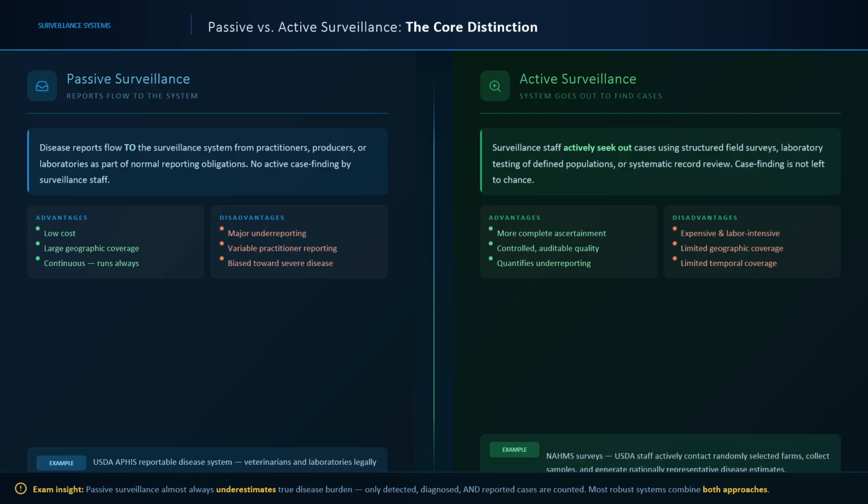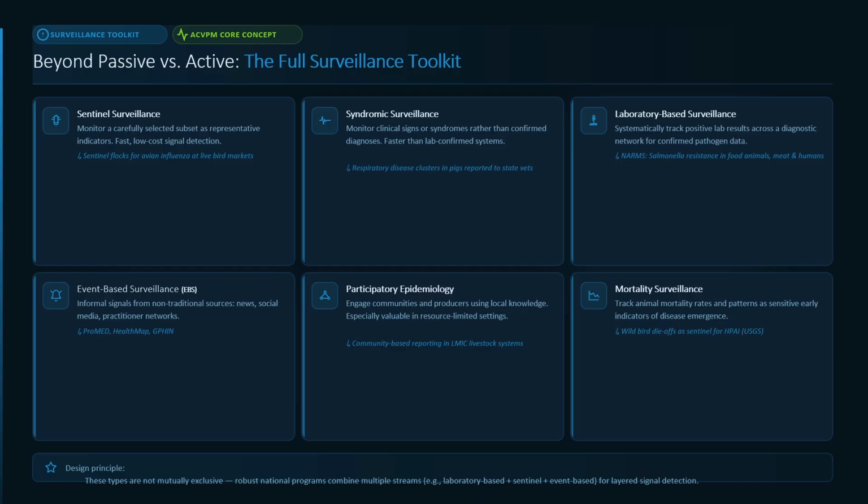Next, we'll open up the full surveillance toolkit: sentinel, syndromic, laboratory-based, event-based, participatory, and mortality surveillance, and see the specific niche each one fills. We've already locked down passive and active surveillance, so now let's fill out the rest of the toolkit. This slide lays out 6 more surveillance approaches, and each one is engineered to do something the others can't. Let's walk through all 6.